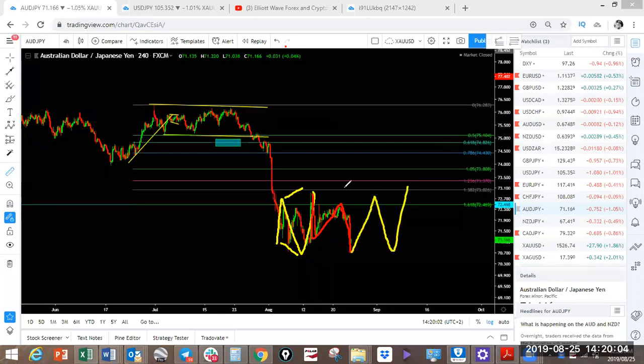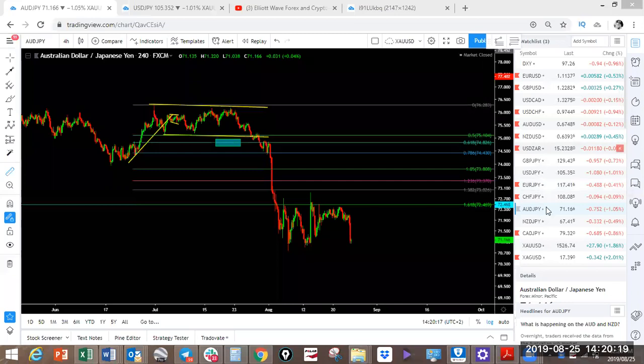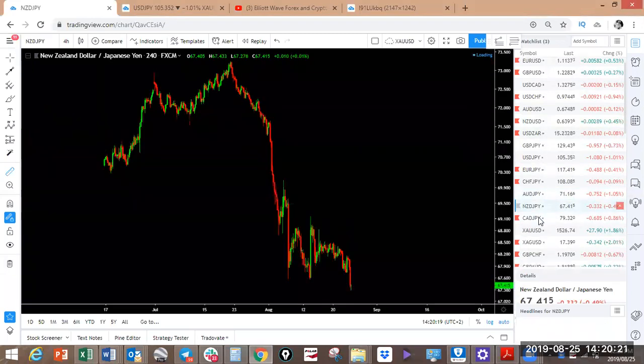Something like this. Then we'll look for this to continue. Now, if it continues from current level, that means this is all the correction, and then we'll look for this one to do that. That's AUD yen. New Zealand yen should be similar.